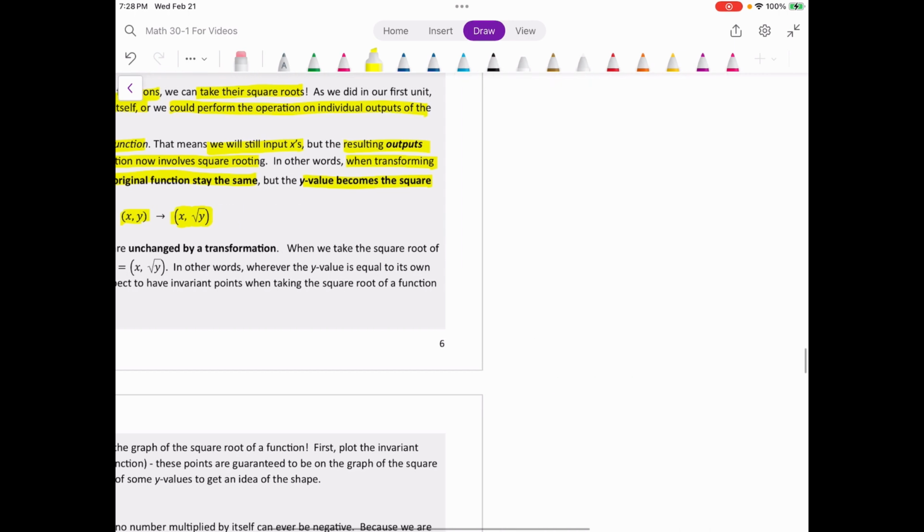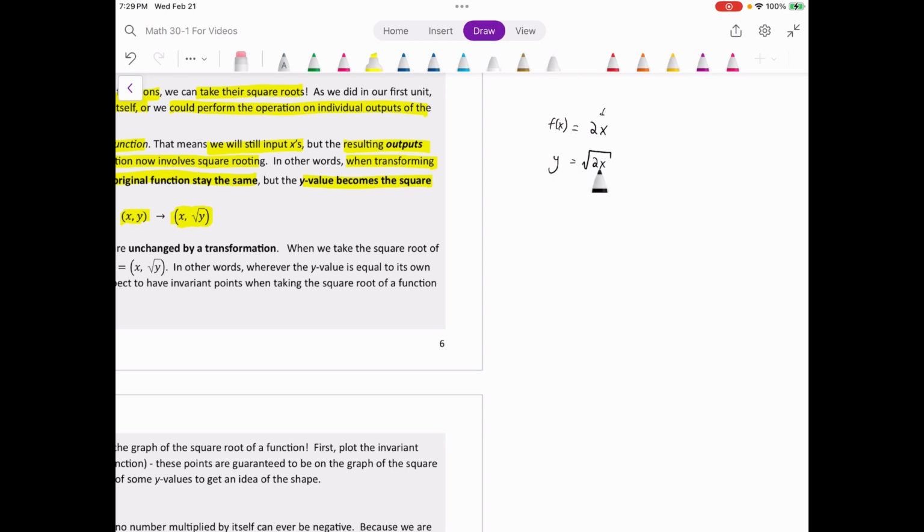Just to show you what I mean, let's do an example. If I have f of x equals 2x, and I take the square root of this function, so the square root of f of x, it's the square root of 2x. I just take the square root of the function. So that is the square root of this function here, y equals root 2x.